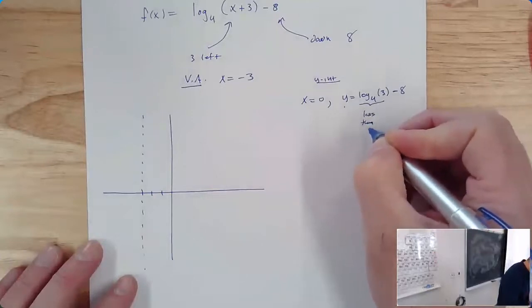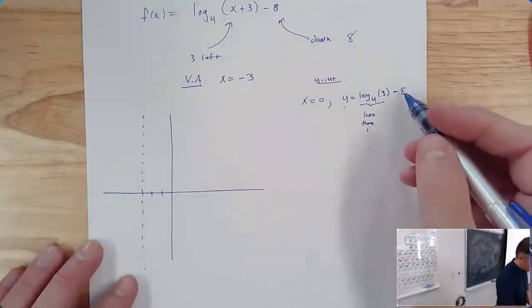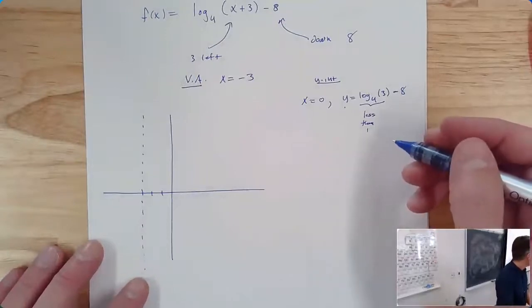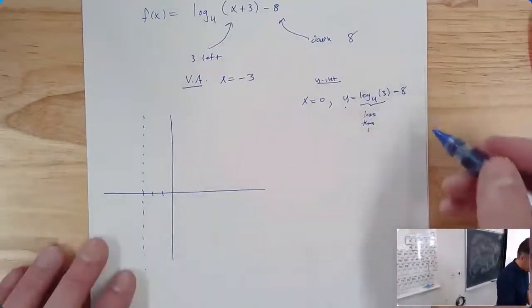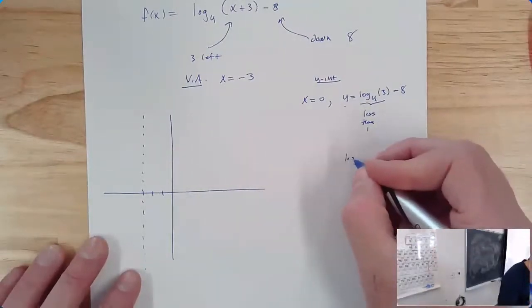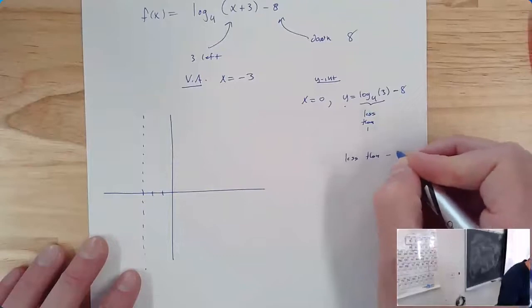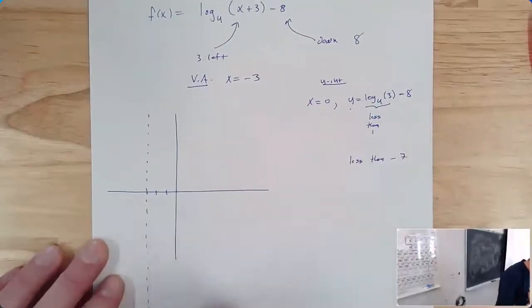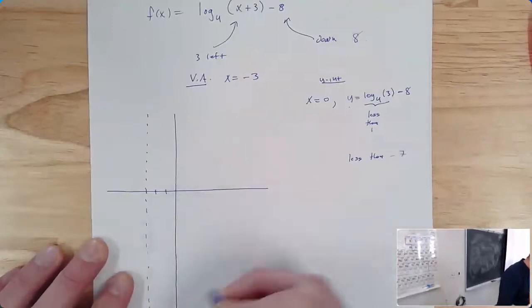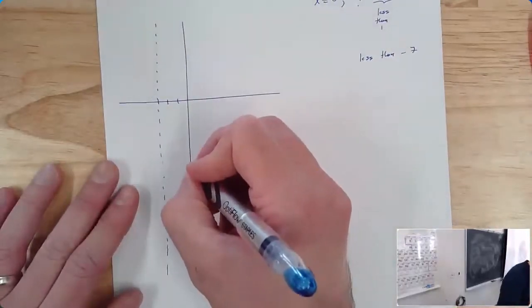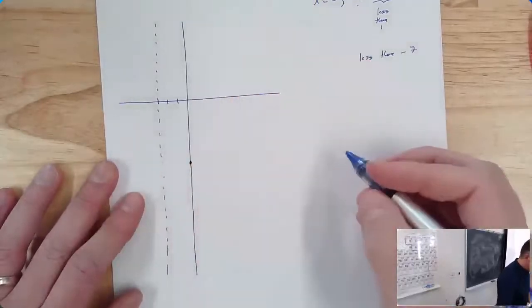minus 8. So I've got a number that's a little bit less than negative 7, sorry. 1 minus 8 is negative 7. A little bit less than 1 minus 8 is a little less than negative 7. That's a very low y-intercept. Okay. How low can we go? So here's my y-intercept, maybe right about here. And then my x-intercept.